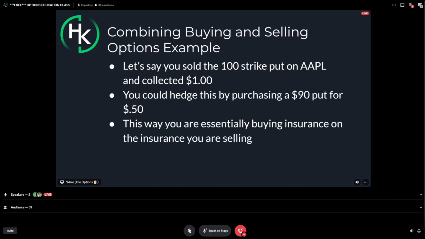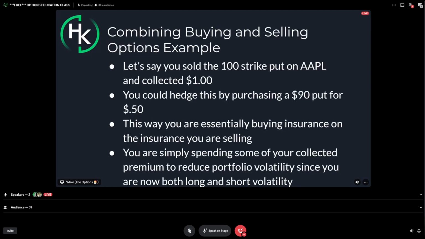So what you're doing here is you're essentially buying insurance on the insurance you're selling. Instead of collecting $1 just by selling the put, you're sacrificing 50 cents of that premium to hedge your portfolio against volatility. And you're also long and short volatility in that case.